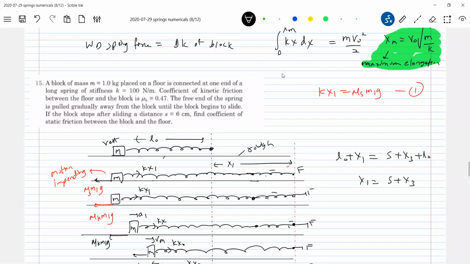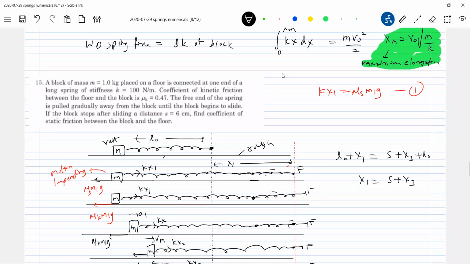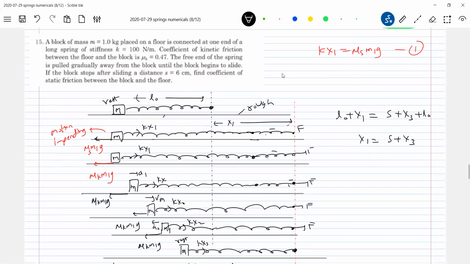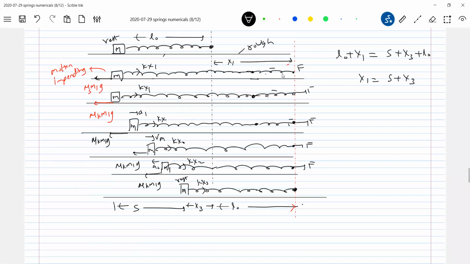The free end of the spring is pulled gradually away from the block until the block begins to slide. I'll pull it until the block begins to slide. Finished? Afterwards, I won't shift it. Is it okay? Got it. So therefore, I should bring in that red dotted line. I think that is very important, because without that sentence, we can't do anything with the problem.